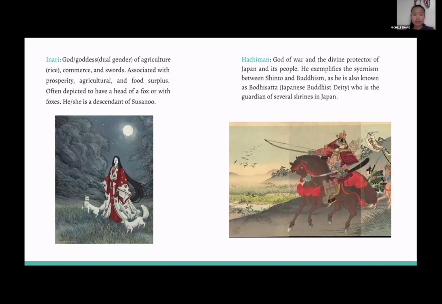And then lastly, we have Hachiman, god of war and divine protector of Japan and its people. He exemplifies the syncretism between Shinto and Buddhism, as he's also known as Bodhisattva, a Japanese Buddhist deity, who is the guardian of several shrines in Japan.